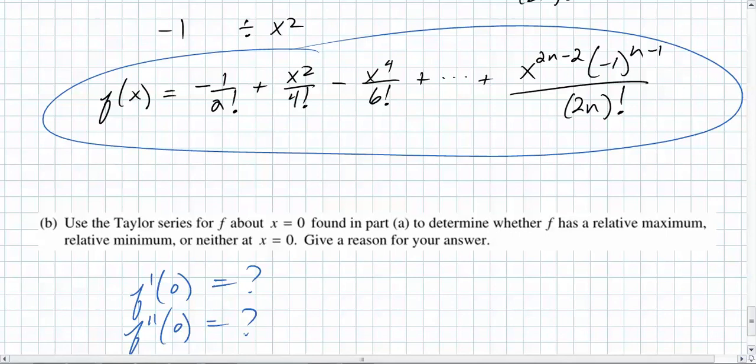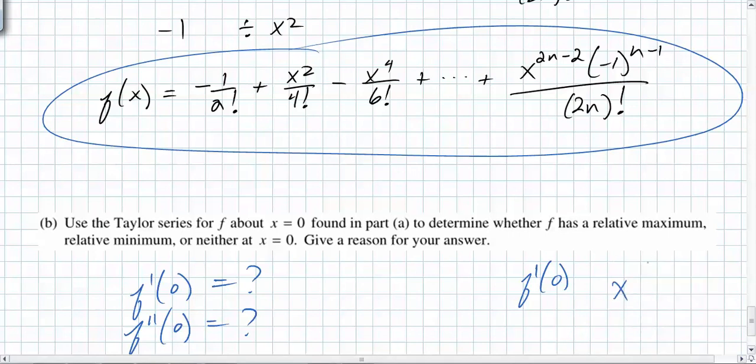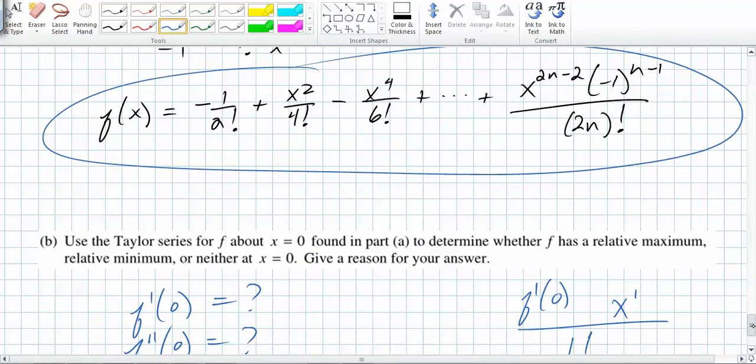F prime of 0, if we do the derivative, what do we think it comes out to be? Not too bad. I have a question for you. F prime of 0, in the Taylor polynomial, where is it in terms of the coefficient? It's the coefficient of x to the what power? Let's look at our expansion of f. What is the coefficient of x to the first power? Does x to the first exist in there? So what is f prime of 0 equal to? 0. So we verified the first part of what you wanted, which is fine.